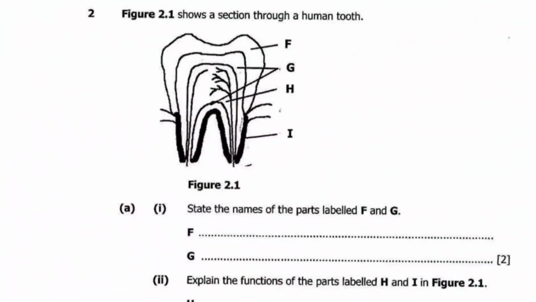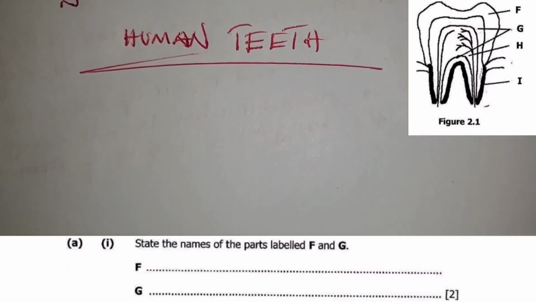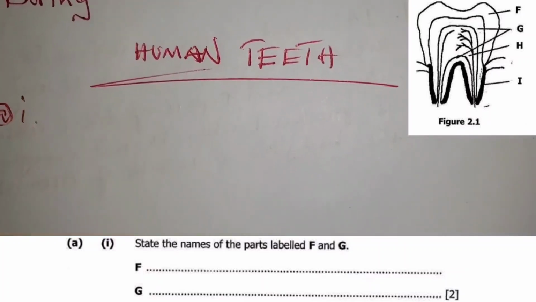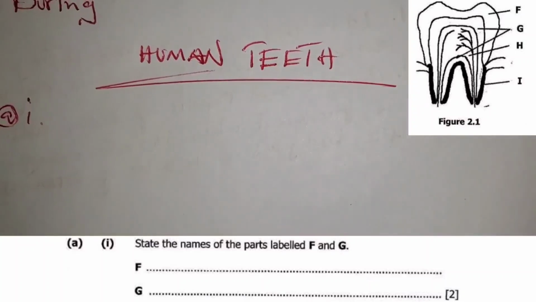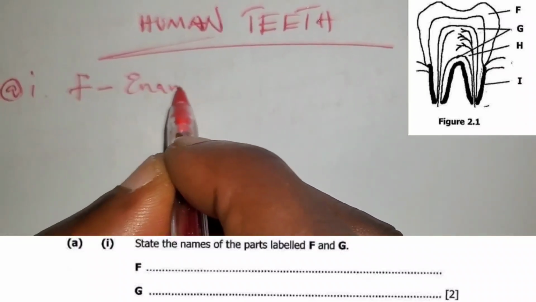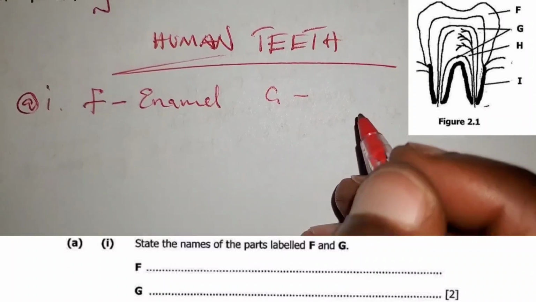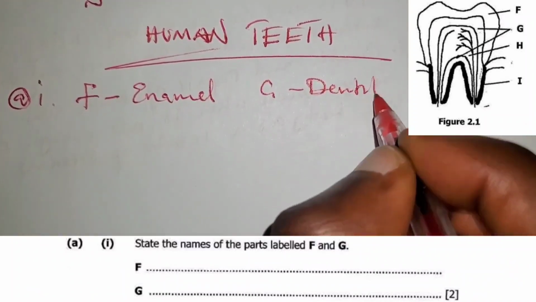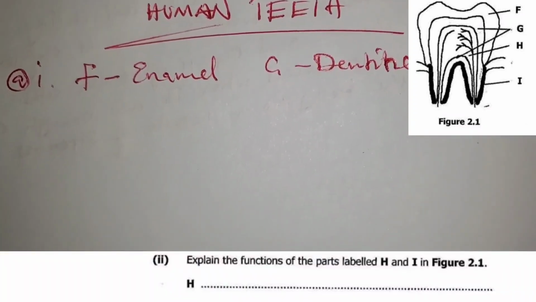We have this question, guys. They're saying figure 2.1 shows a section through a human tooth, and the parts are well labeled there. Question A1: state the names of parts labeled F and G. So F is the enamel. G, where's G? All right, G is the dentine. Okay, G is the dentine.